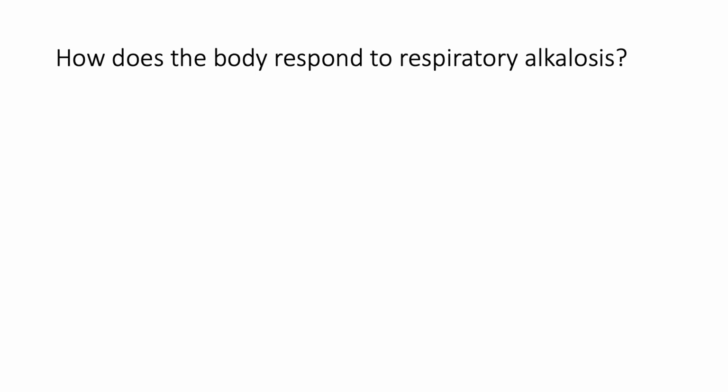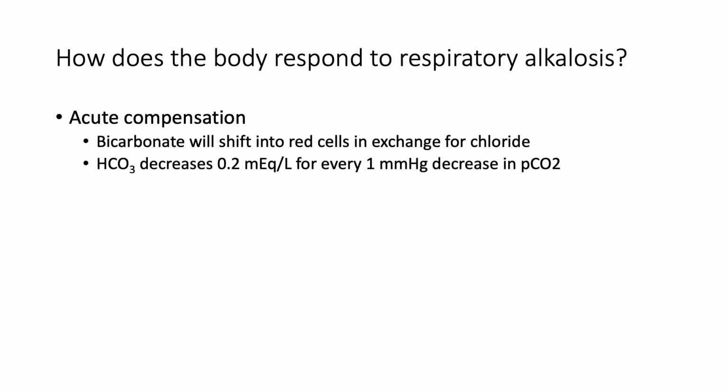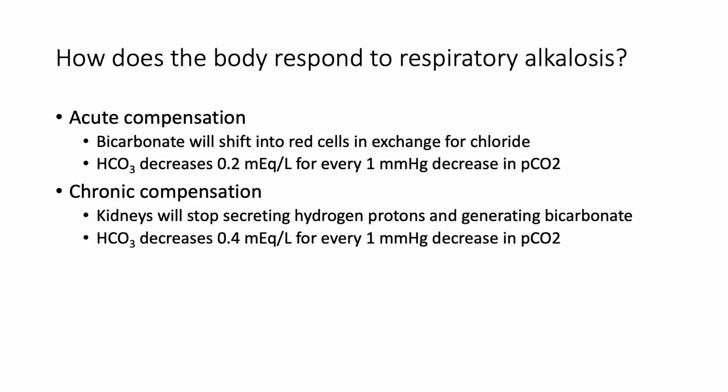So how does the body respond to respiratory alkalosis? Well, for acute compensation, you can shift bicarbonate back into red cells in exchange for chloride. And so your bicarbonate will decrease by 0.2 milliequivalents for every 1 millimeter decrease in PCO2. And then for chronic compensation, again, this is a renal process, so the kidneys are going to stop secreting hydrogen protons and generating bicarbonate because the pH is high. And the bicarbonate will decrease by 0.4 milliequivalents for every 1 millimeter mercury decrease in PCO2.